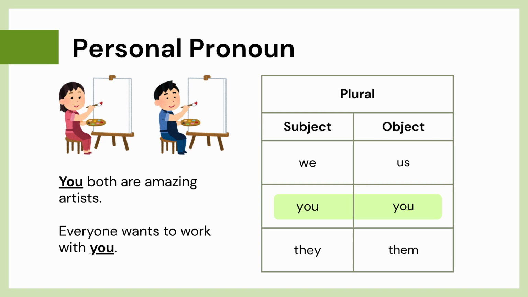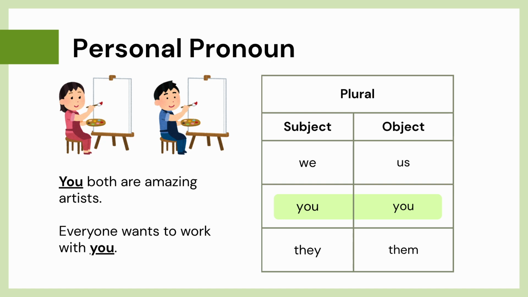The verb is are. Well, it's not an action verb like running or paint. It's a linking verb, a verb that connects the subject to a description. Yes, they aren't doing an action, but the sentence tells what they are, their quality, or the state and description. You both are amazing artists.